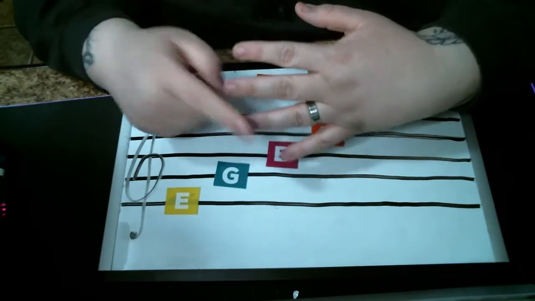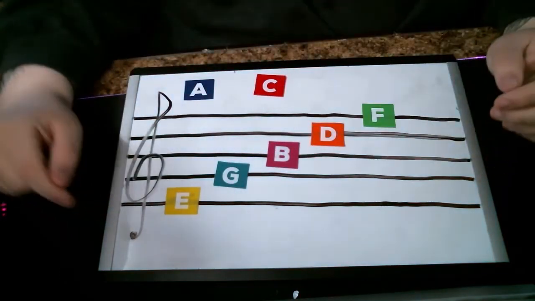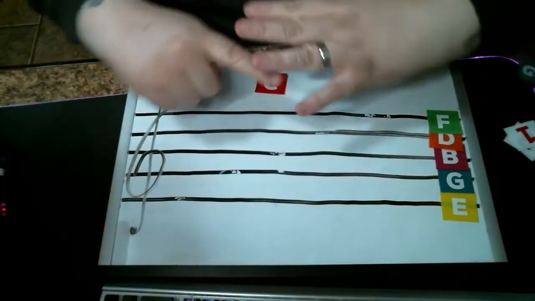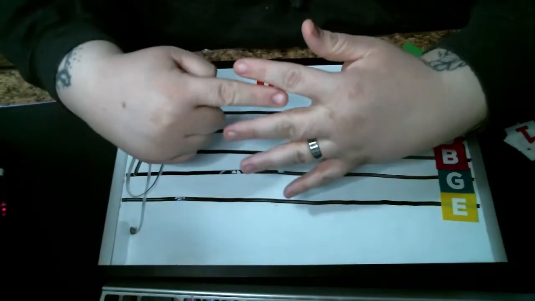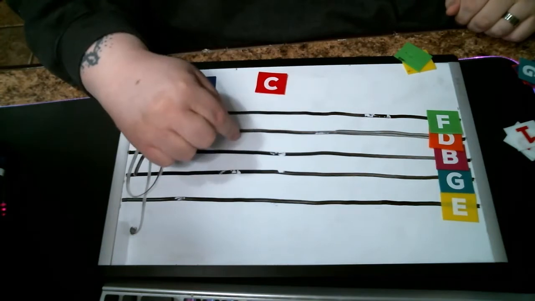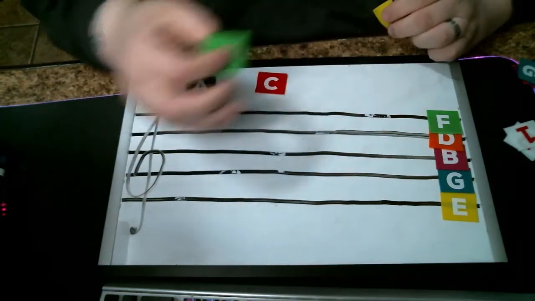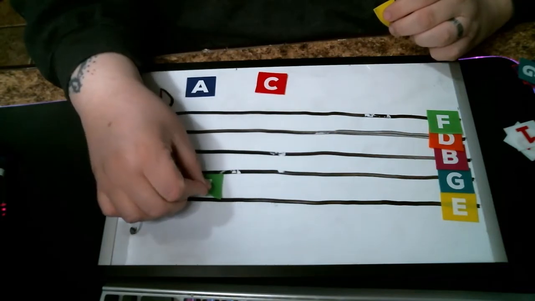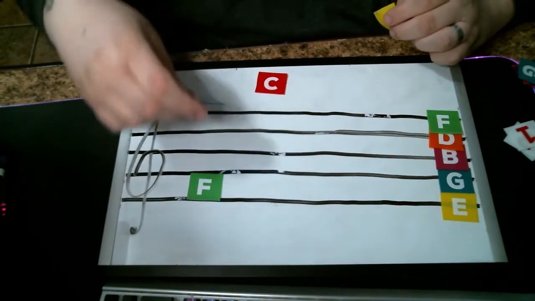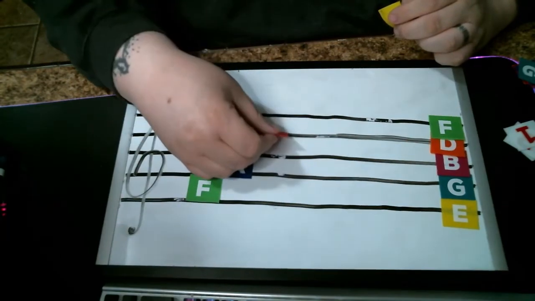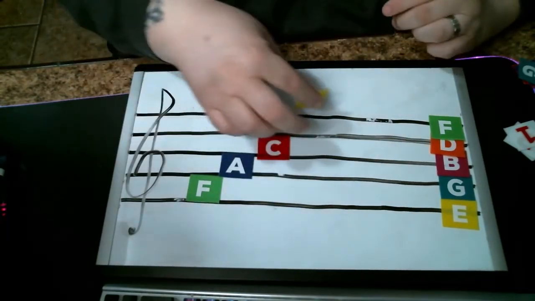Okay, this is where our hand is going to be used so we can do this. Now we also said there were 4 spaces. Here we go. 1, 2, 3, 4. 1, 2, 3, 4. Now this one's a little bit easier to remember. Our bottom one is F. Our second one is A. Our third space is C. And our top space is E.